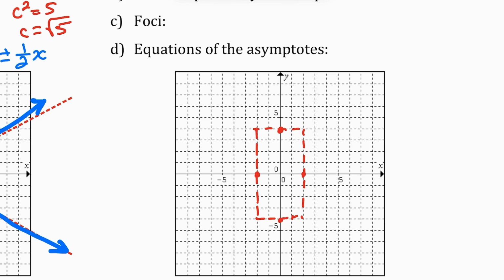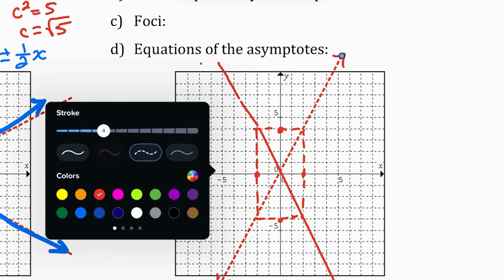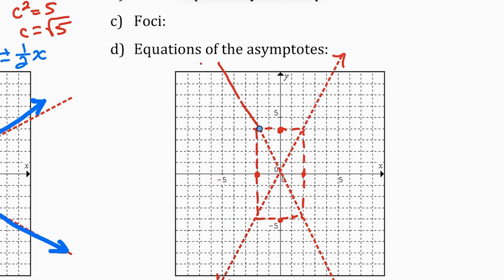Which helps me to graph these asymptotes. Well, that first one was pretty good, and then that second one kind of messed up. Oh, whoa, I don't know what's happening with my lines here. Might be my pencil or my iPad. And then I'll kind of make these look dashed. All right.